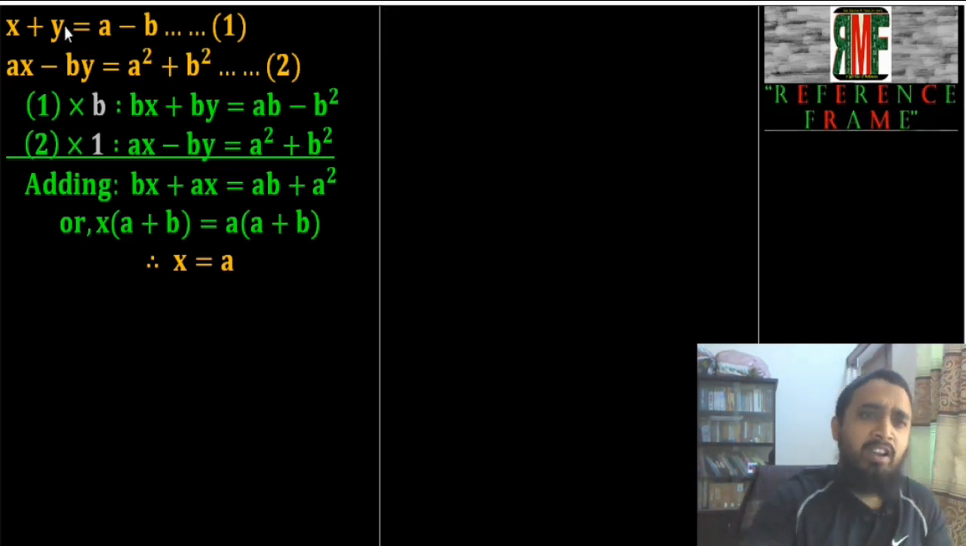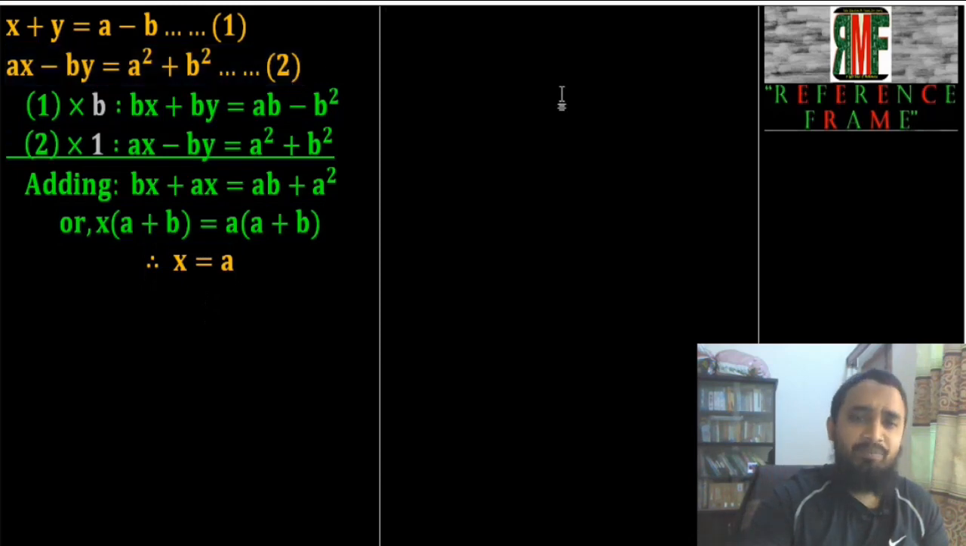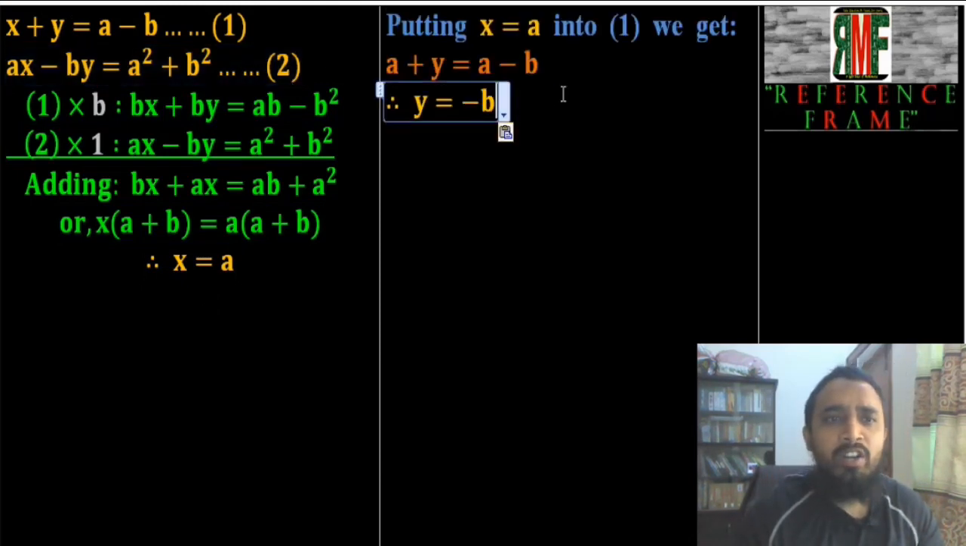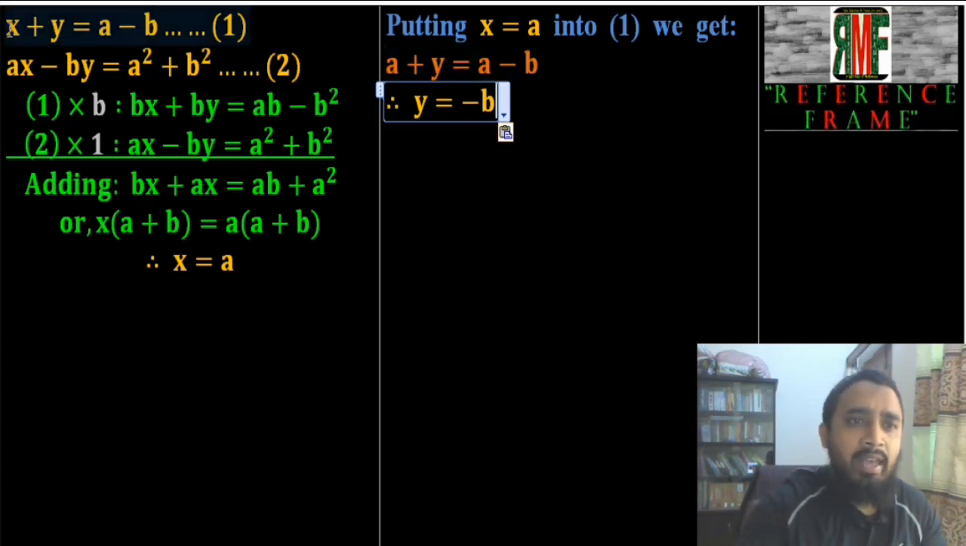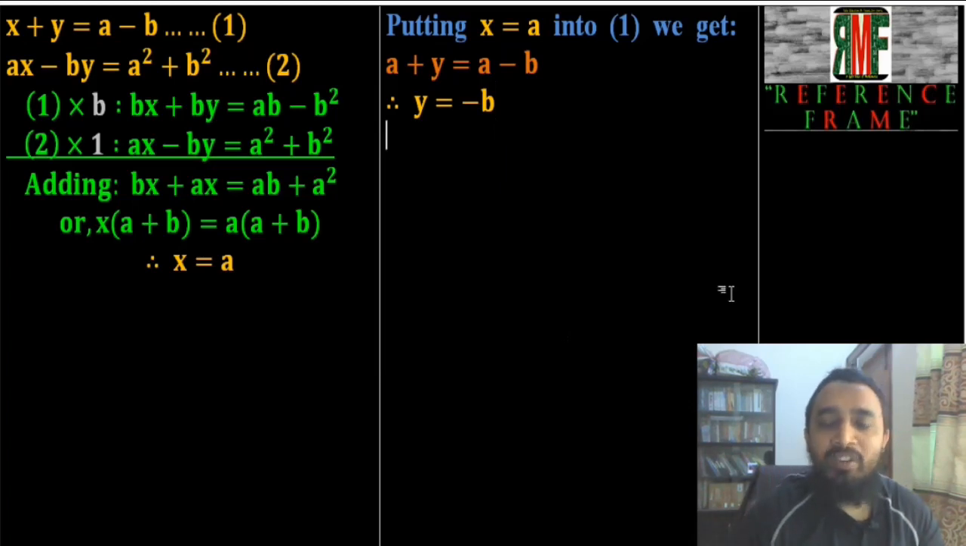If the sign of y is plus on the second equation, then I would place x on the second. Okay, now putting this value x equals a into the first equation, what are you going to get? We're going to have a plus y, since x is replaced by a, the new value of x. So a plus y equals a minus b. Now look, from both sides, a and a omit each other. Why do they omit each other? According to the cancellation law of addition.